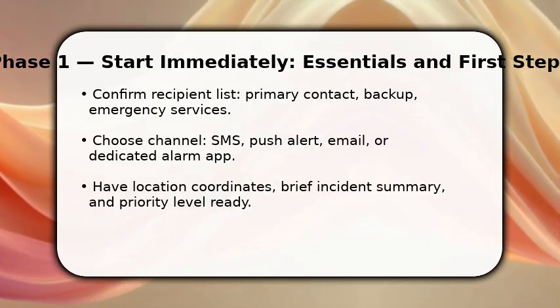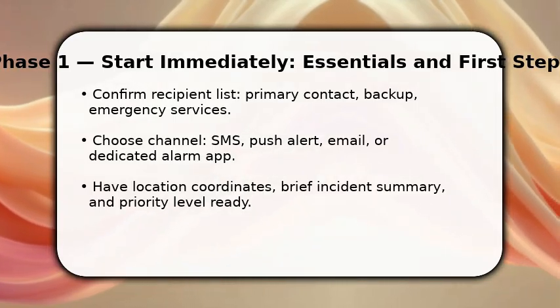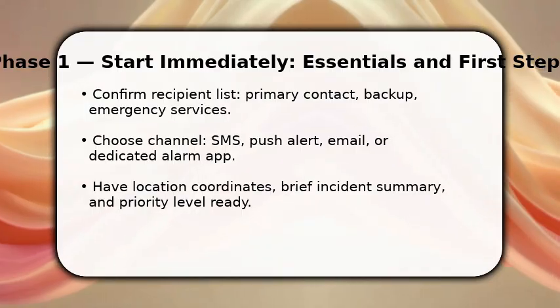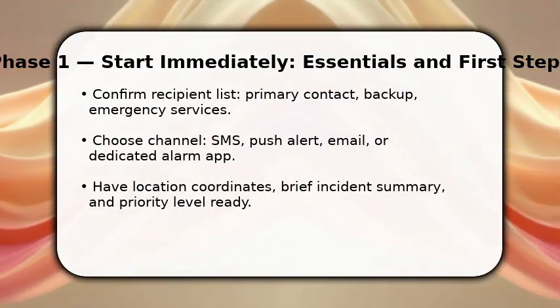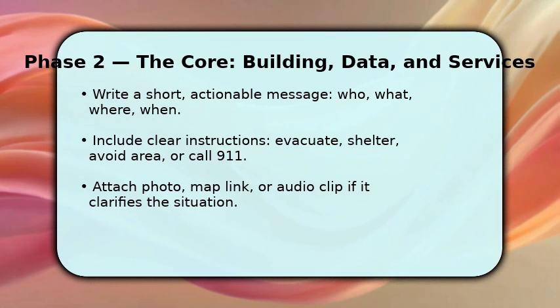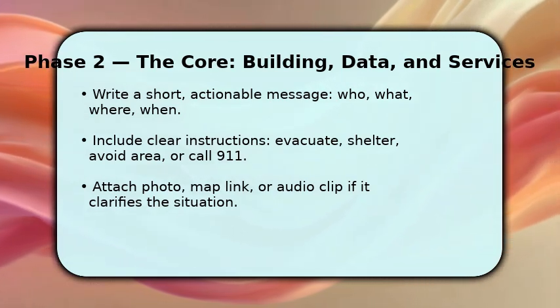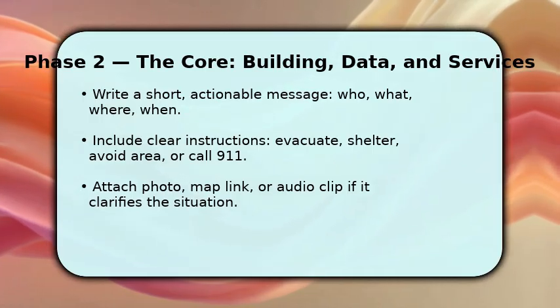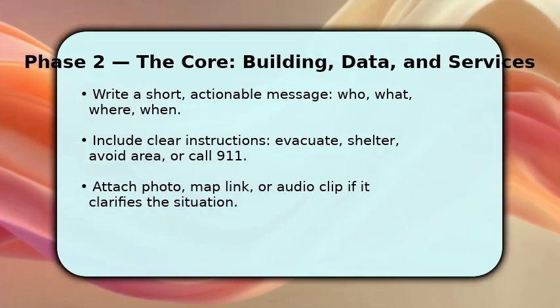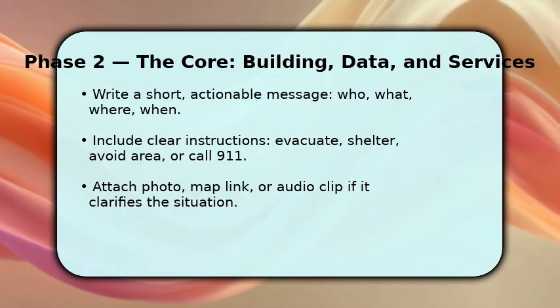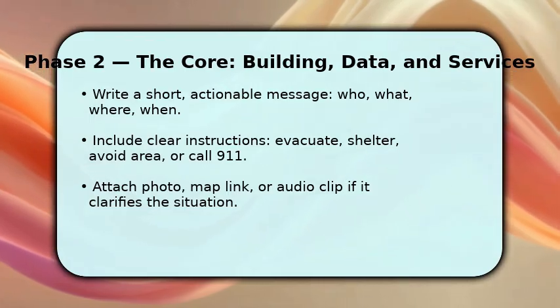You act fast, but check one quick detail. That backup contact is different from the primary and that notifications are enabled. Now you craft the body. State who is affected, what happened, exact where and when, keep sentences short. Once written, add a single clear instruction. Evacuate, shelter in place, or call emergency services, and use plain language so everyone understands.